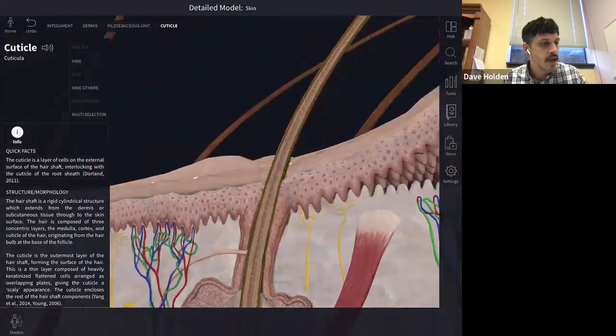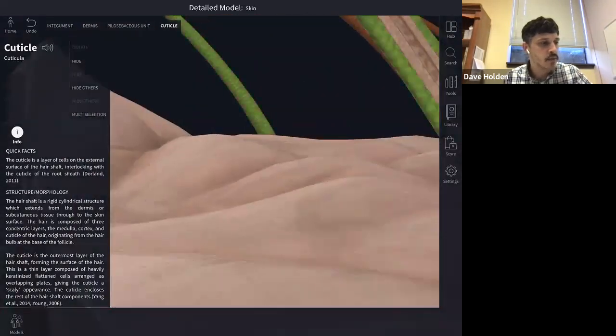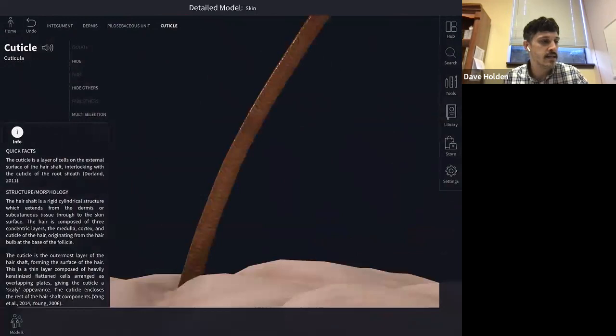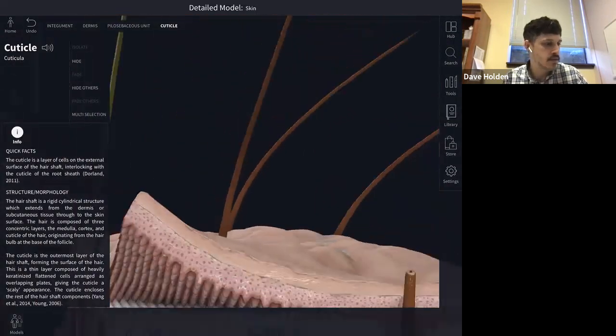We can ride this up and turn this around, and we'll realize that's a hair. That's the cuticle. That's the part that you see. Whoa, that was way too fast. Sorry.